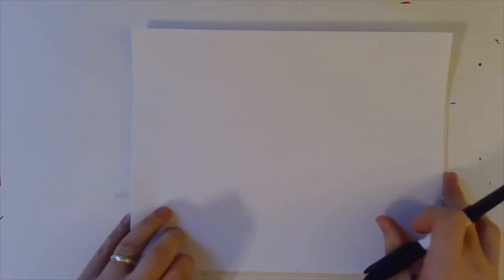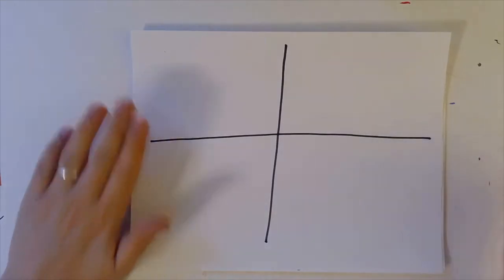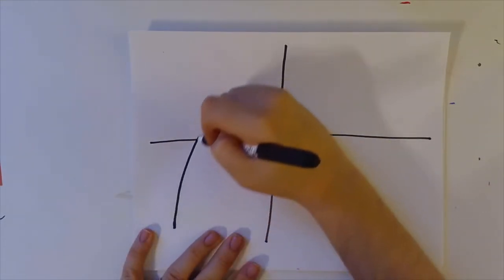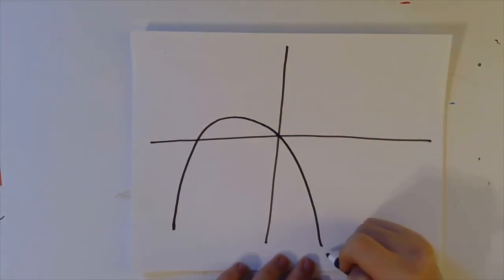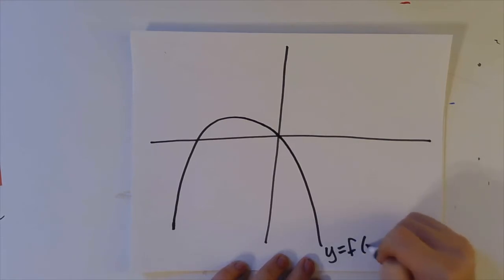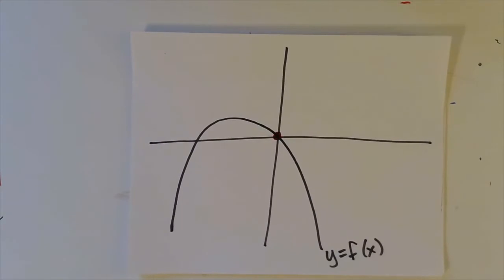Okay, I'm going to do a couple more examples of this. This is my f of x. And I want to try and draw the antiderivative of this that's going to pass through the origin. So that means it's going to pass through that point right there.